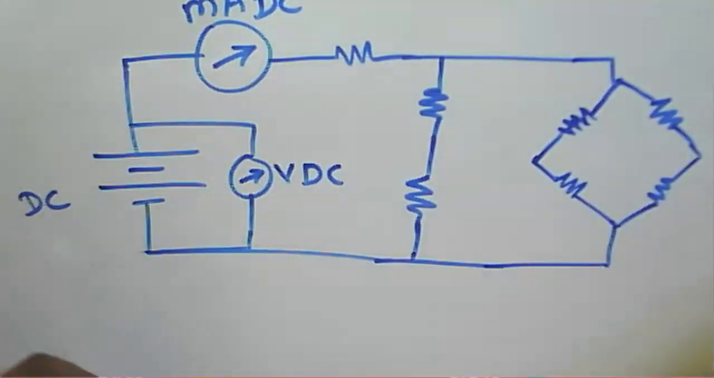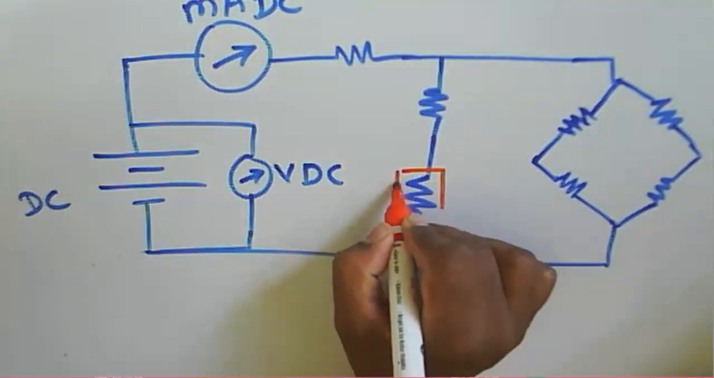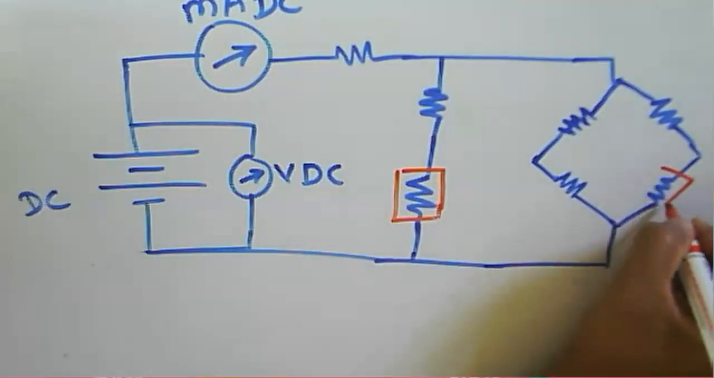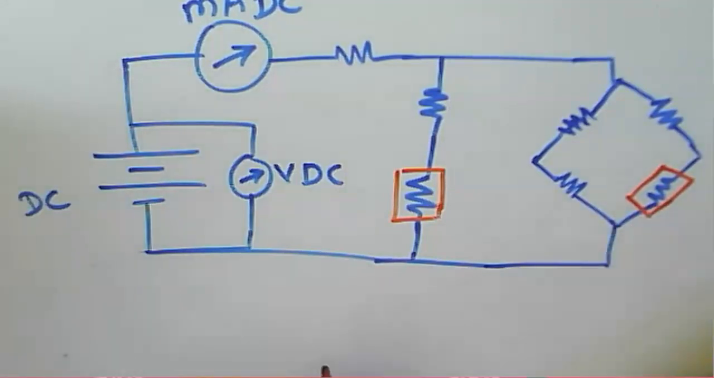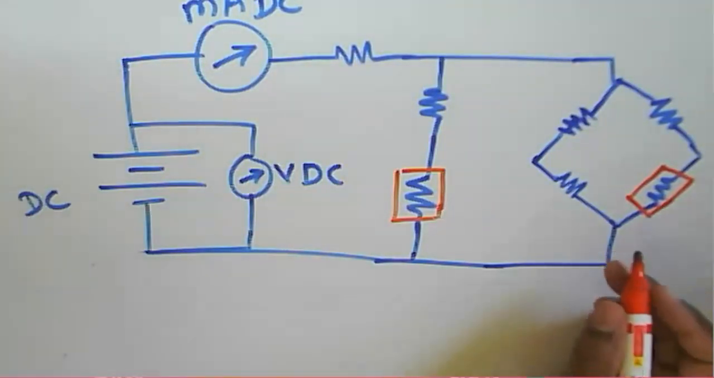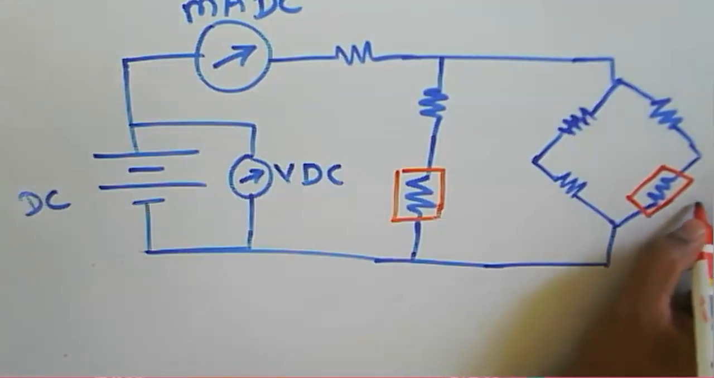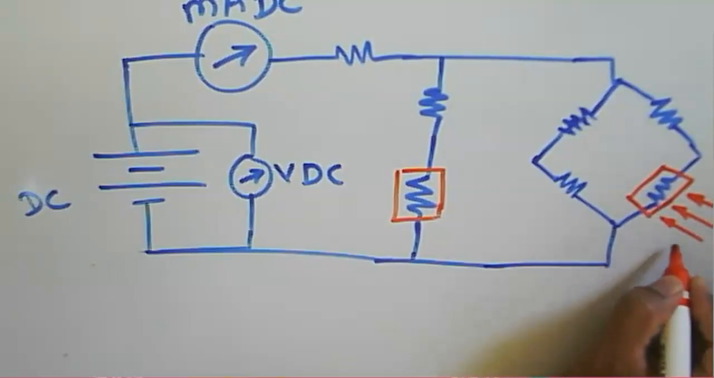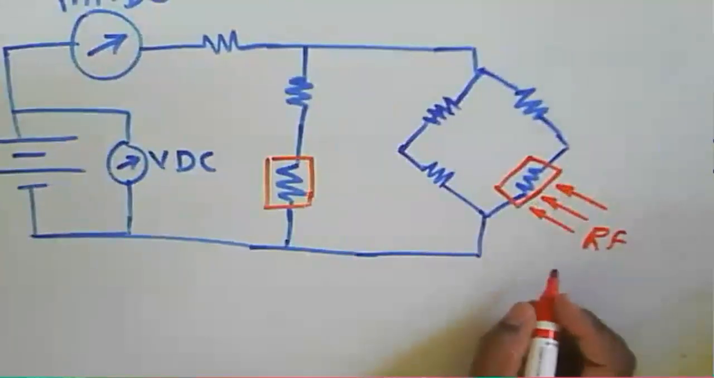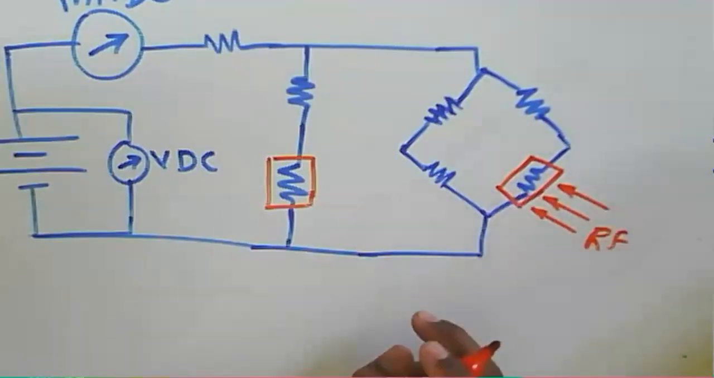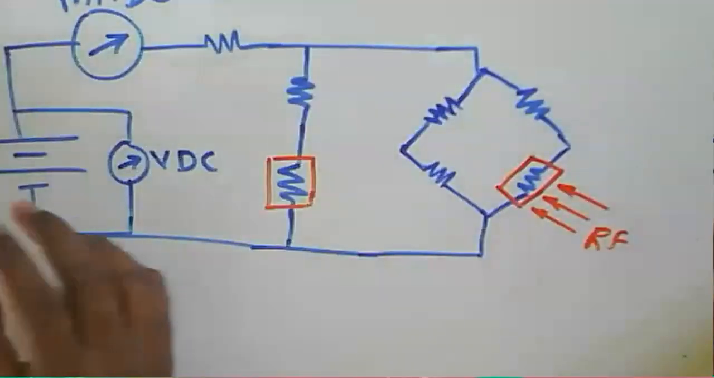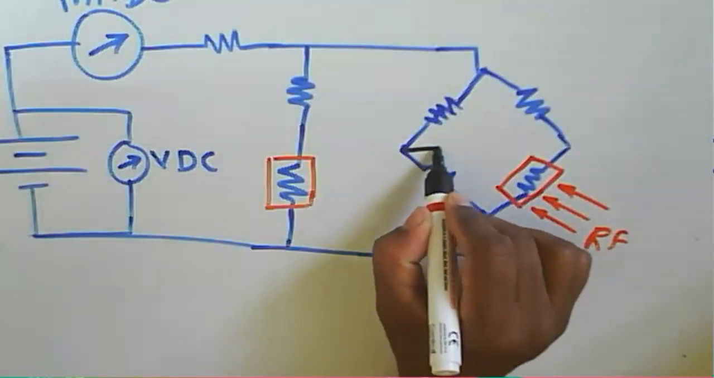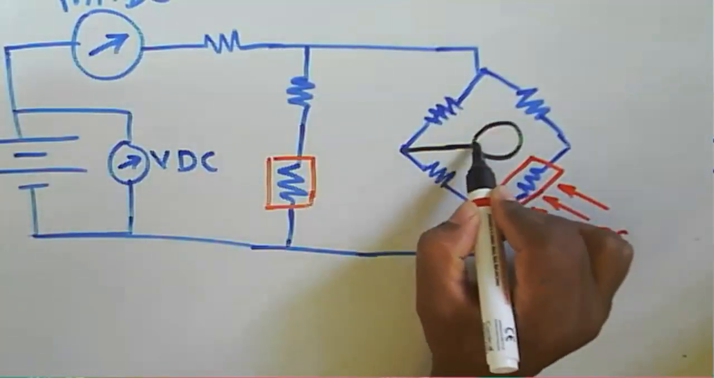Here we have a thermistor. Instead of a barometer, I should say here it is a thermistor, where resistance decreases if we increase the temperature. These are the two devices we are supposed to use. But where do we have to apply the RF power? On this particular bridge, the RF power is to be applied. Apply the RF signal to this bridge, and then we need to measure what change occurs.